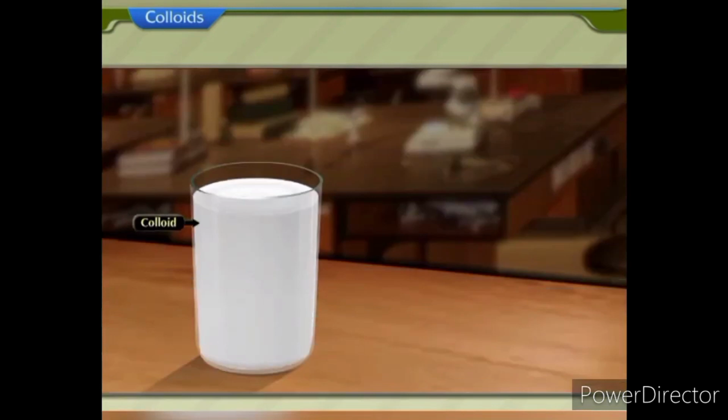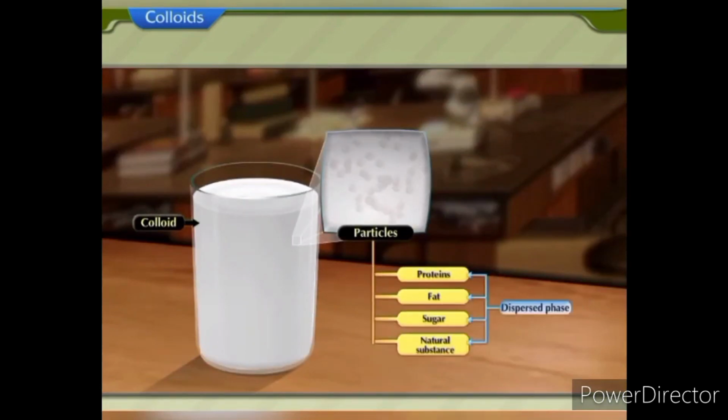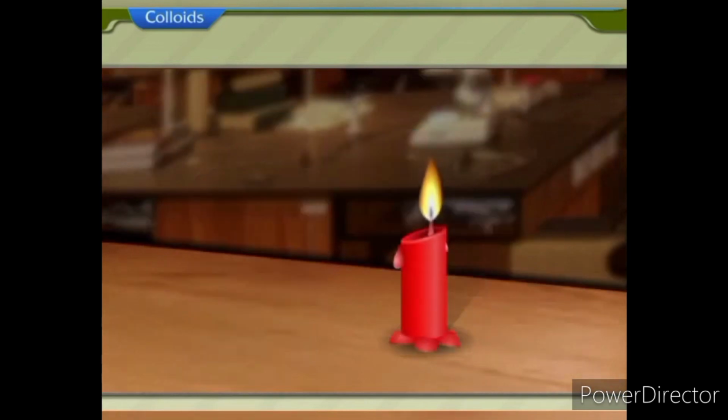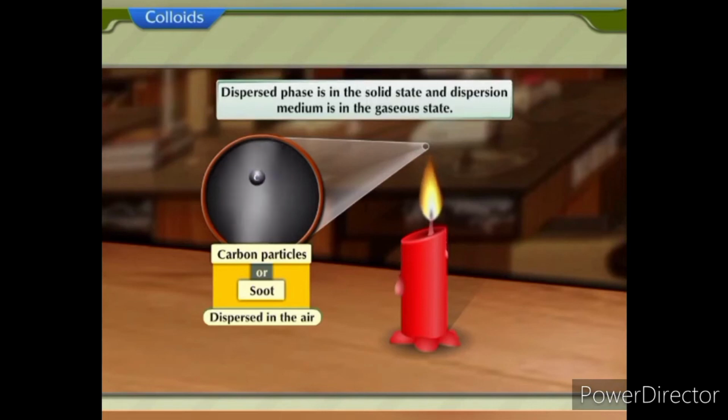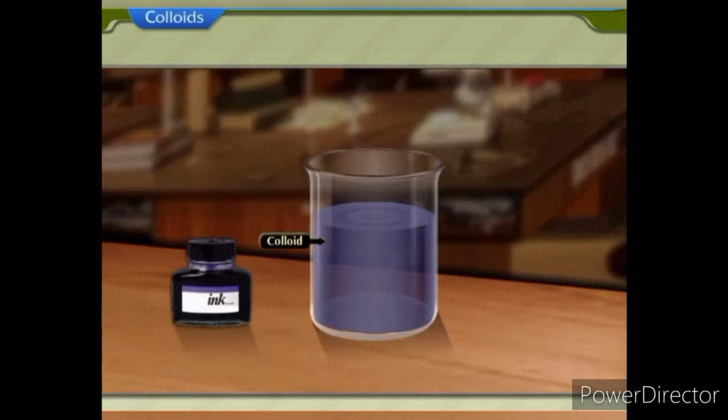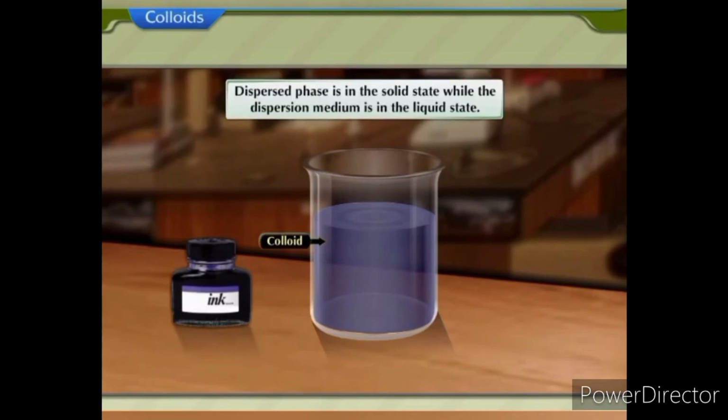Milk is a colloid where droplets of milk are dispersed in water. Both the dispersed phase and the dispersion medium are in the liquid state. In smoke, carbon particles or soot are dispersed in the air. Here, the dispersed phase is in the solid state and dispersion medium is in the gaseous state. Ink is a colloid where solid particles of ink are dispersed in water. The dispersed phase is in the solid state, while the dispersion medium is in the liquid state.